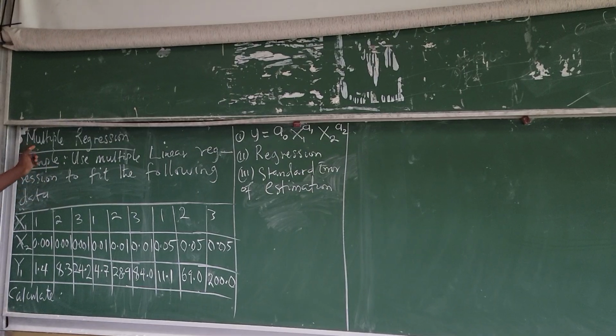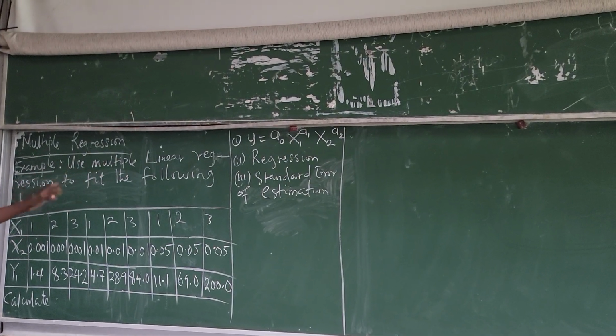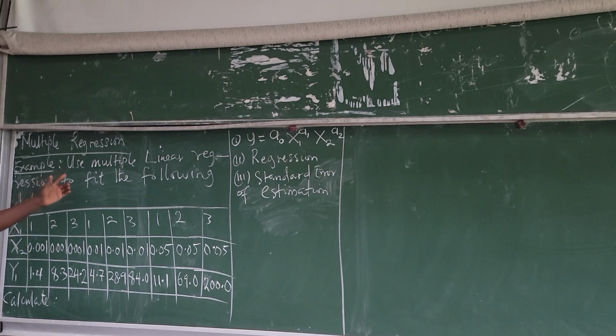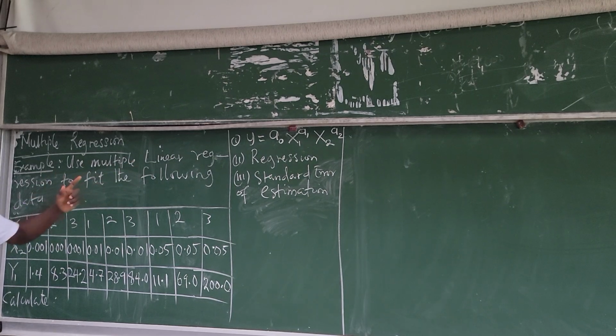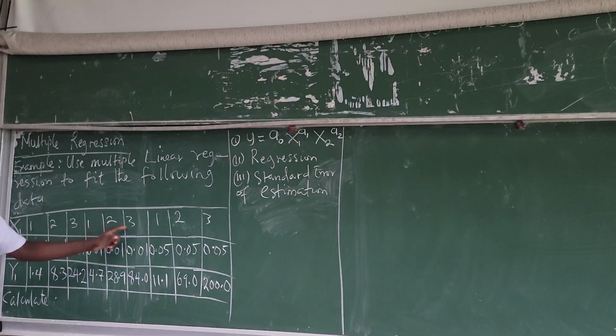From my board, like I said, we have the topic multiple regression. Let's take an example where we should use a multiple linear regression to fit the following data. The data are x1, x2, y. For x1, you can see we have 1, 2, 3, 1, 2, 3, 1, 2, 3. And for x2 we have 0.001 and so on, then y1.